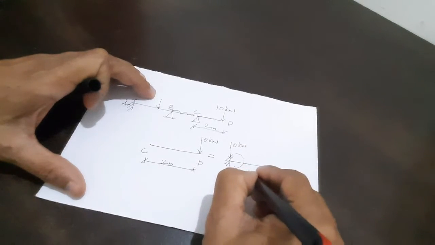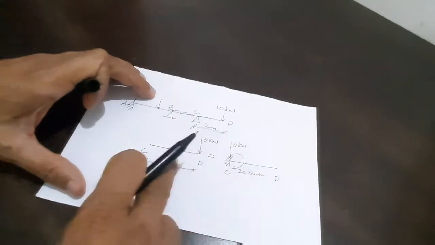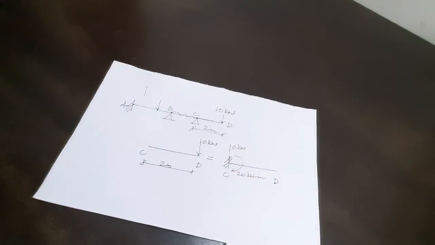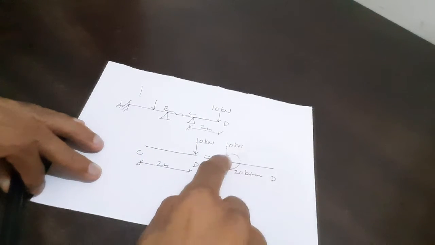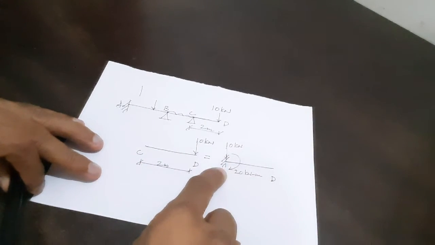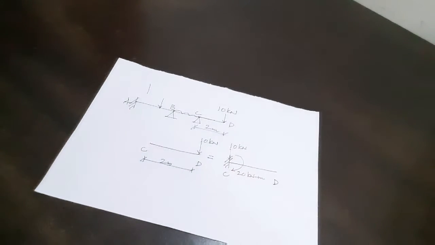So this is 20 kilonewton meter. This means this structure is equivalent to this structure. So I have converted the equivalent structure CD into a cantilever reaction. I need to calculate cantilever reactions at C. Now let us check whether these two satisfy the same conditions of equilibrium.